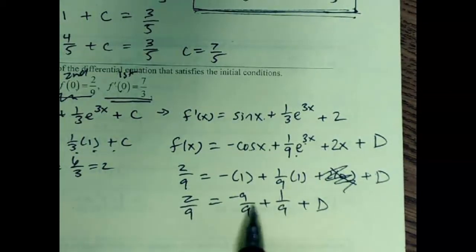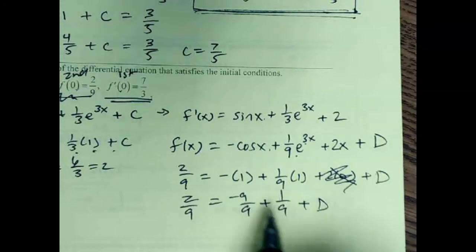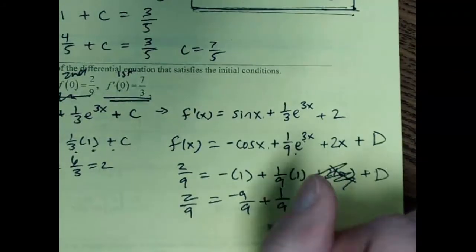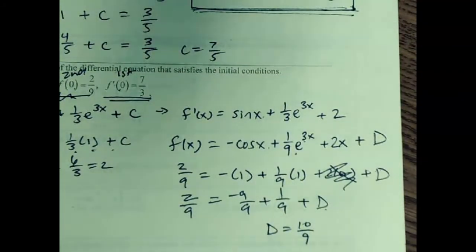And from a negative 8, I need to end up with a 2. So that must have been 10/9, right? Because negative 8 plus 10 would give me the 2. So I've got the d value. It has to be 10/9.